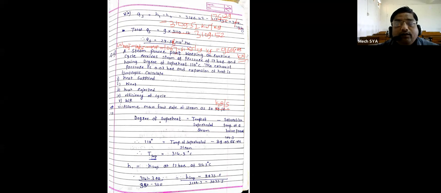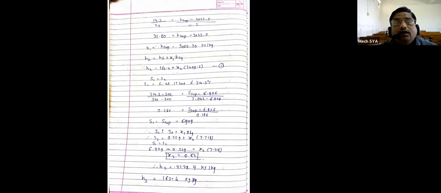So degree of superheat is given here as 110, and the temperature of superheated steam is what we want, minus the saturation temperature at boiler pressure. What is the boiler pressure? 17 bar, and it is 204.3, and therefore the superheated temperature will become 314.3 degrees Celsius. Now we have to go for interpolation, since 314 lies between 300 and 350, and in that case we have to find out the H1 value.